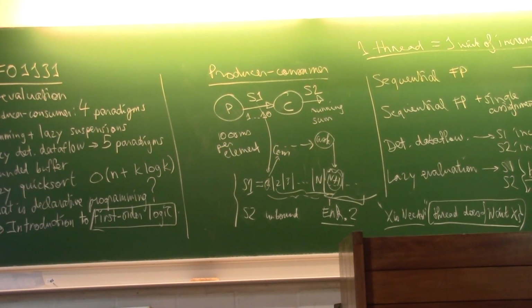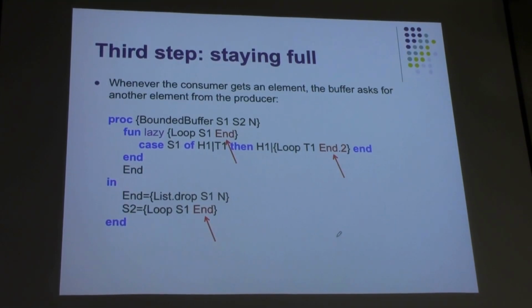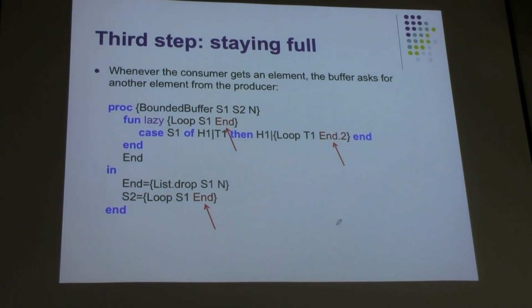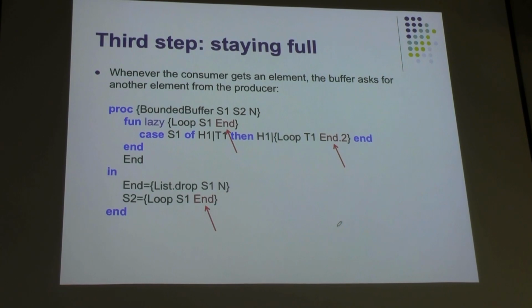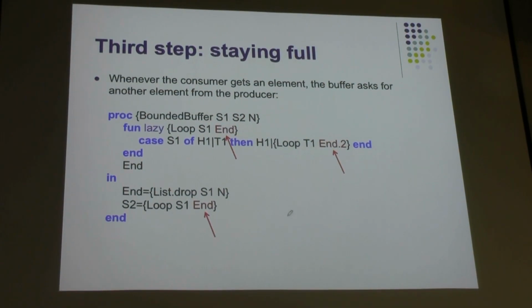And this dot operation will cause the end variable, which has a lazy suspension on the producer, to activate and will force the producer to produce one more element. Okay? So each time the consumer asks for an element by reading S1, then by doing this, we force the producer to start computing a new element. Okay? So with this, the buffer will always try to stay full. Whenever the consumer asks for an element, this will force the producer to produce another element.